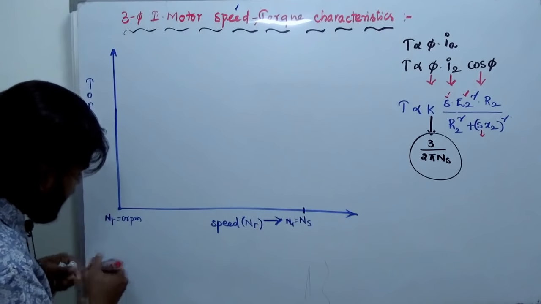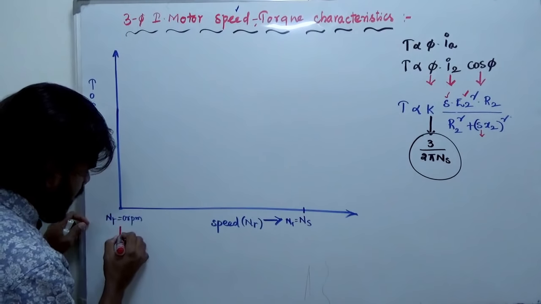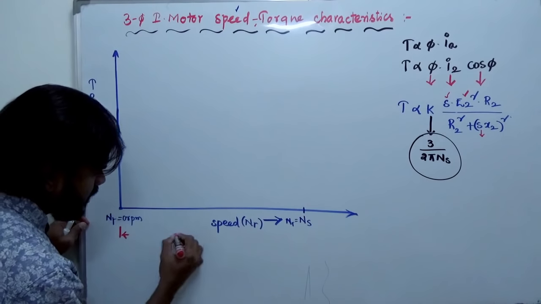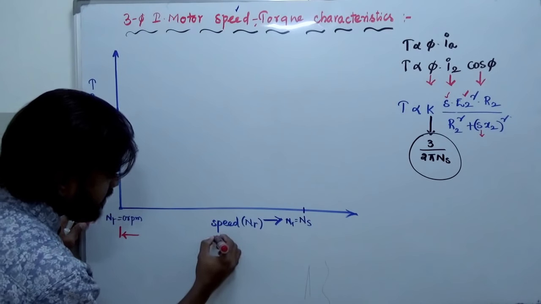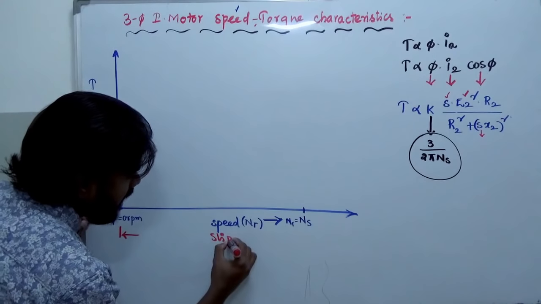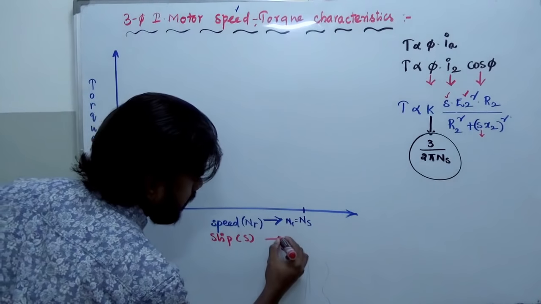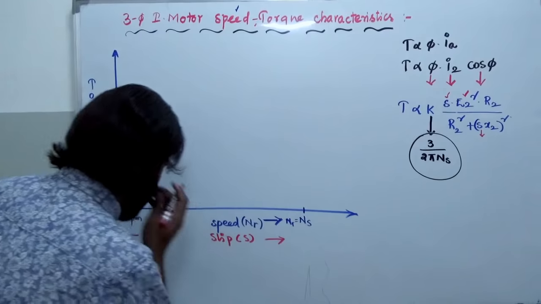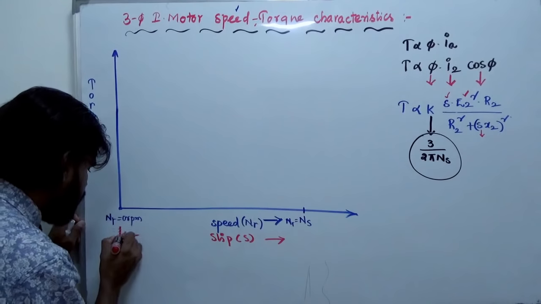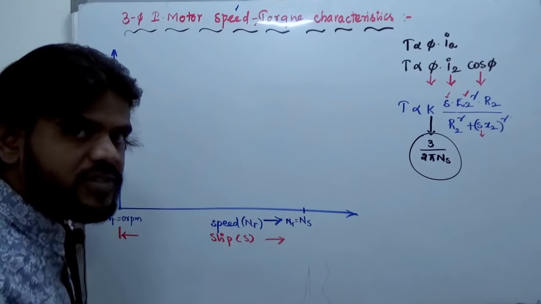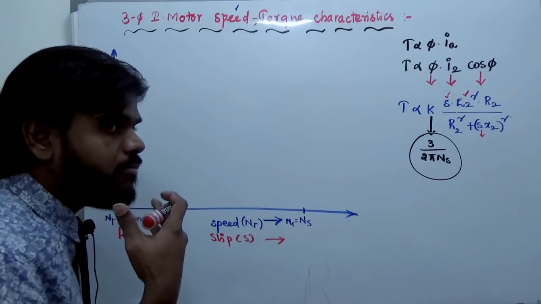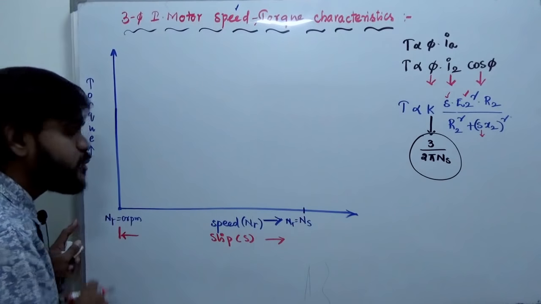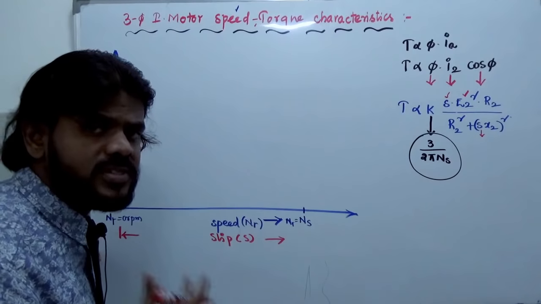Along with this I will take another parameter, which is slip. What is the value of slip at the speed Nr equals 0?